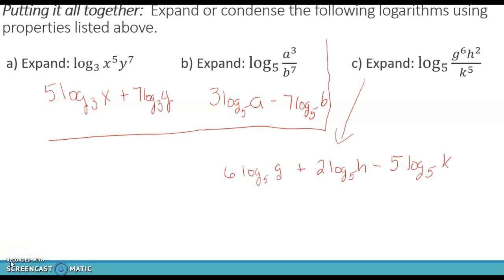There's a lot going on in this one, so you have to take each one of them and separate it out. The G and the H are being multiplied, so you put addition between those two. Then the K is being divided, so you subtract that. Then for each one of them, you take the exponent and put it down in front. Yay! You guys are rocking.